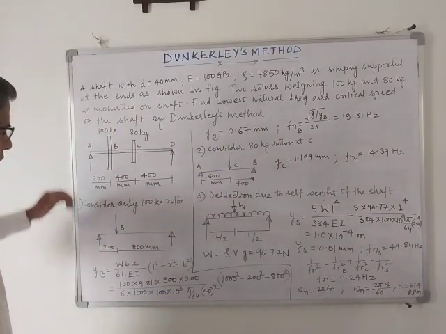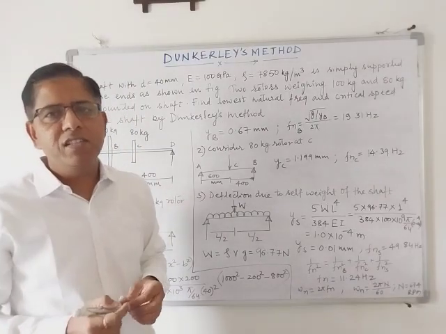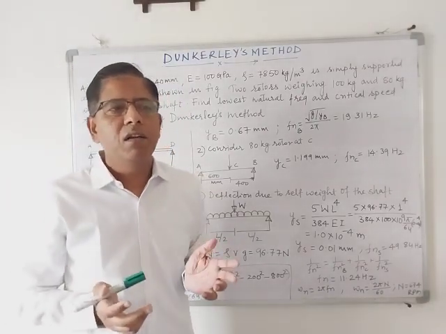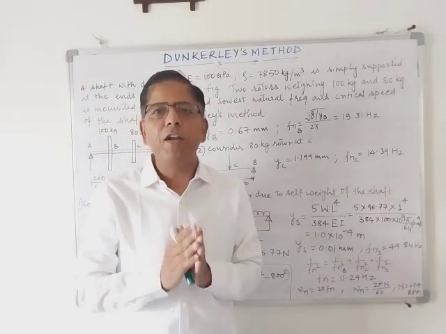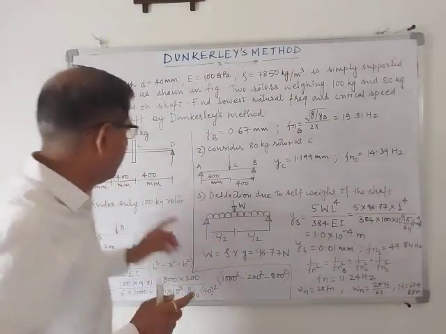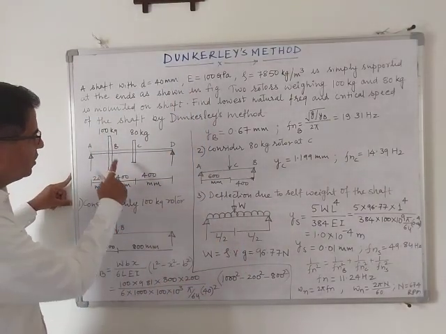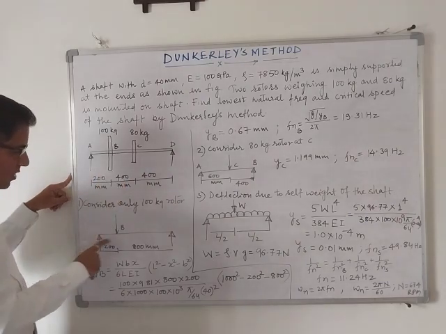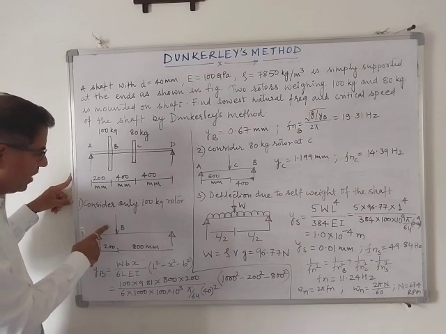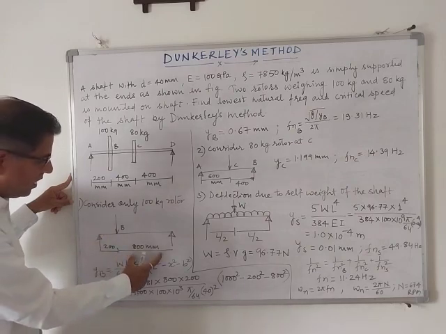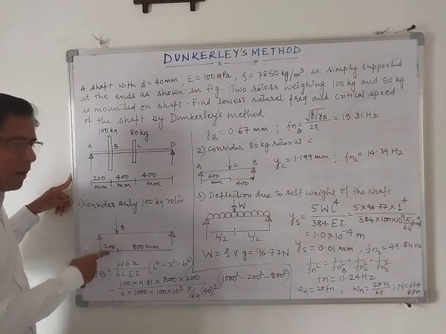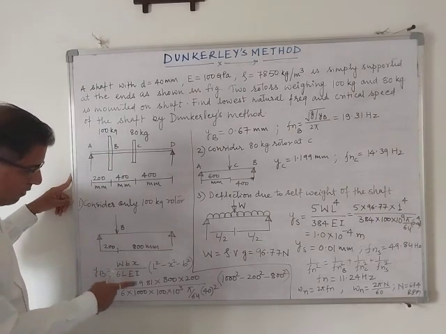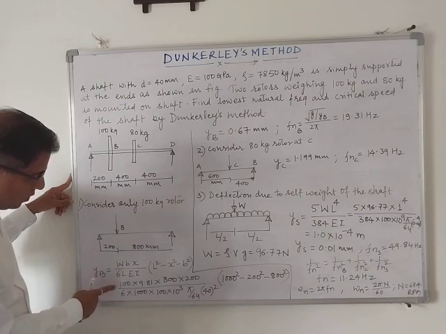Okay. So we know that the Dunkerley method says that you need to consider one rotor at a time and consider it as a point load on a simply supported shaft. So first we'll consider the 100 kg rotor which is placed at point B. This is how we modeled the 100 kg rotor. This distance is 800 mm, this distance is 200 mm, and by using this formula for the deflection of a simply supported beam with point load acting at some point, we have put all these values.